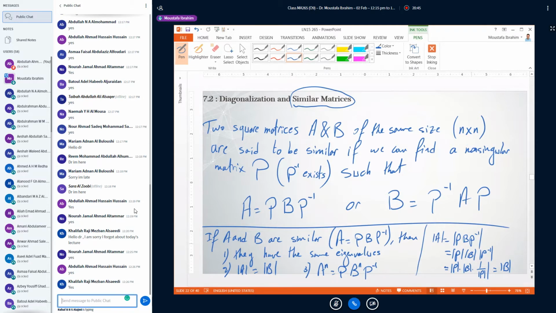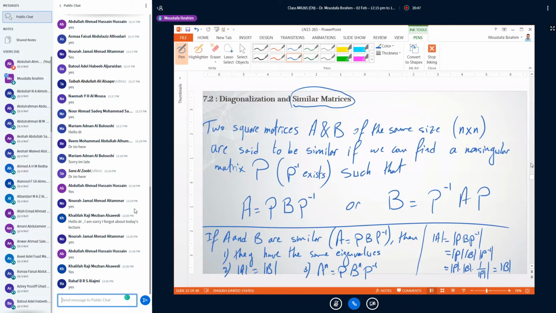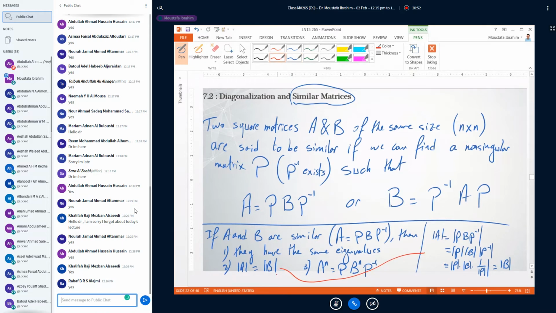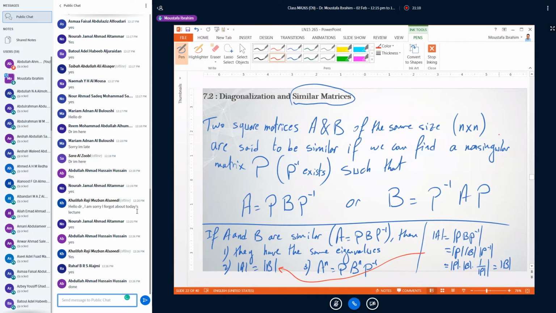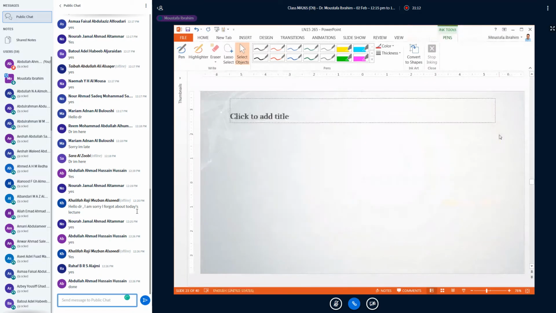Very good. So if you want, guys, this is the proof of this one. You can take screenshots if you want. Now, what does diagonalization mean? Please take a screenshot because I will start diagonalization.